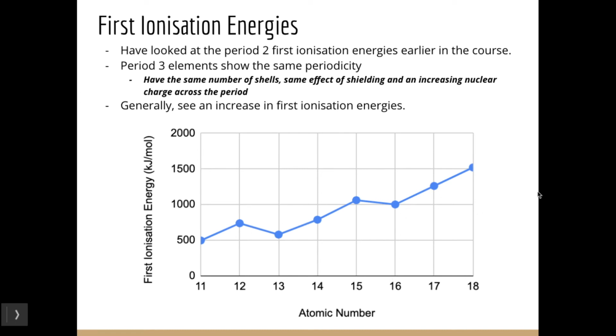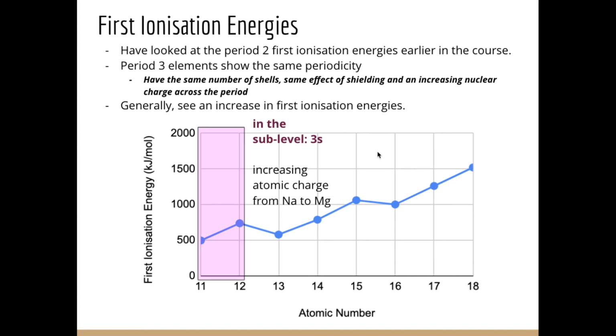Now, how can we rationalize this? In fact, if you wanted to have a pause and maybe posit to yourself why we see these trends between magnesium and aluminium, and also between phosphorus and sulfur, you can have a pause, and I'm going to tell you right now. It's because of the sublevels to begin with.